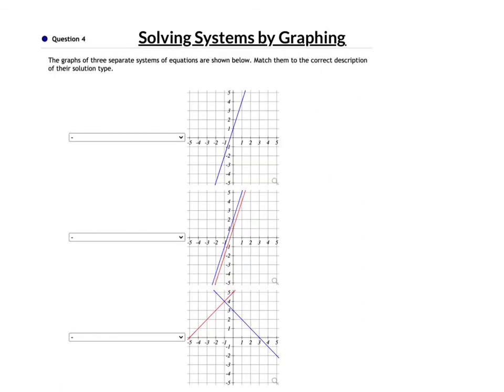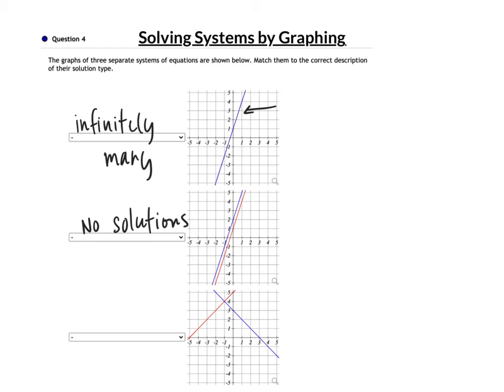In this question, you're supposed to match the three different situations that can occur when you solve a system. Now, it's hard to tell here, but evidently those two lines must be the same, so there are infinitely many solutions. In this case, they're parallel. There are no solutions. And the last one, there would just be one solution.